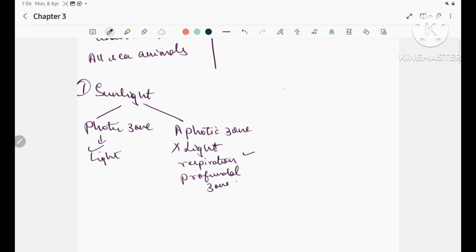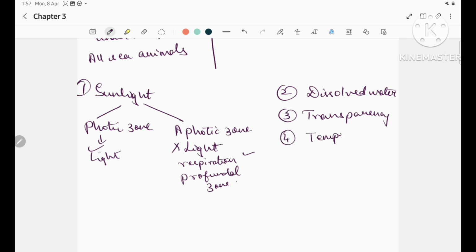So this is the first factor. The second factor is dissolved oxygen, that is how much oxygen has been dissolved. Third one is transparency. How transparent is the water? Is it turbid or is the water clear? Fourth one is temperature. What is the temperature of the water? So these four factors determine whether animals or plants can live in the aquatic ecosystem.